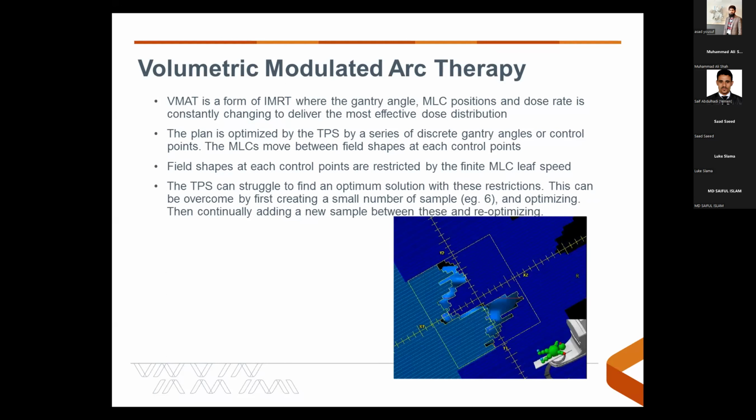With this small number of samples, the MLC leaf speed is enough that it can pick any field shape at these six samples. Then you optimize those fields, find the best field size at those six positions, and then add new samples between those, interpolate, and re-optimize. So you can fine-tune it, and keep adding more samples, and you get the most effective dose distribution, the most effective MLC leaf positions for that VMAT delivery.